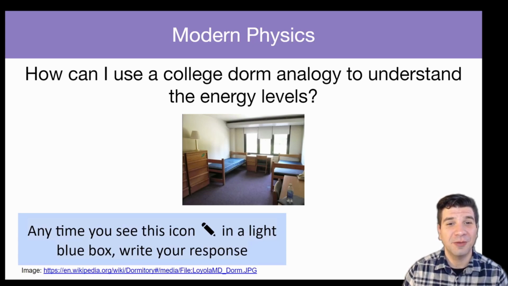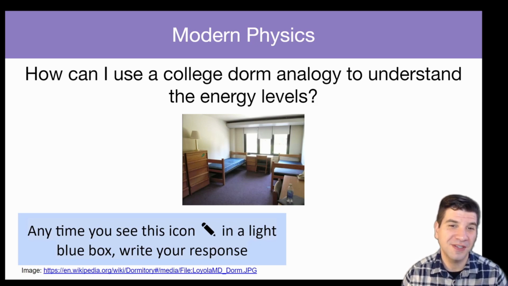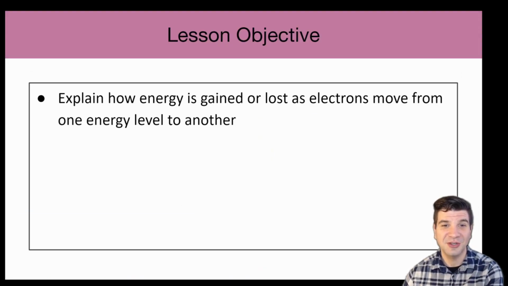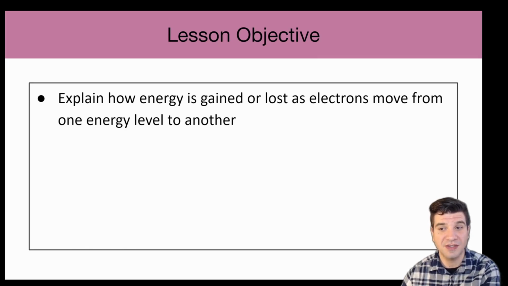Campagna. Today we're going to be taking a look at a very interesting analogy. We're going to look at how a college dorm can help us understand energy levels of electrons inside atoms. So here's today's lesson objective. We're going to explain how energy is gained or lost as electrons move from one energy level to another.